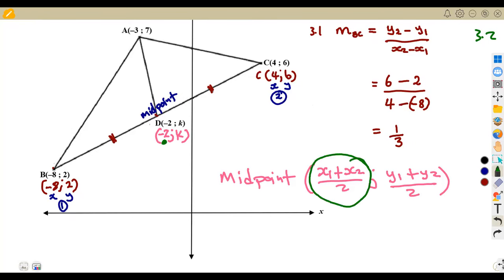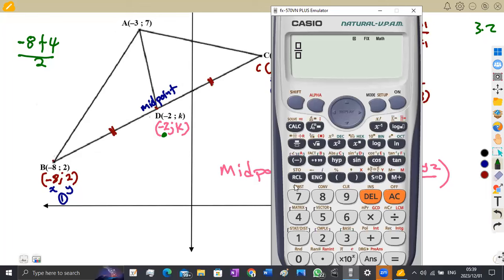You added these two and divided. So they just added minus 8 and 4 together and divided by 2. Remember I said x1 plus x2. So if we add minus 8, which is our x1, plus our x2, which is 4, over 2 like this, you are going to obtain minus 2. Let us do this on our calculator and see what I'm trying to say. If you put this in a fraction, that's minus 8 plus 4 over 2, like this.